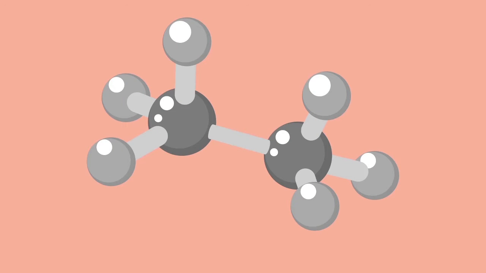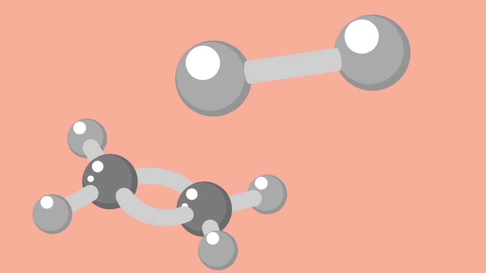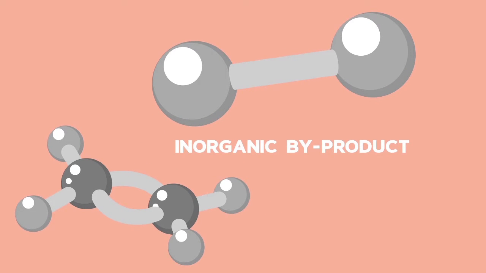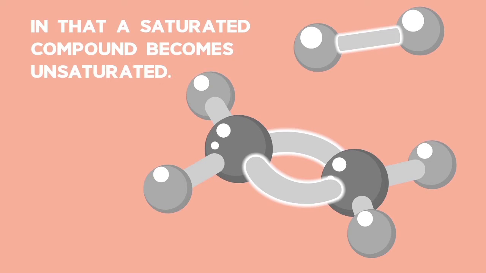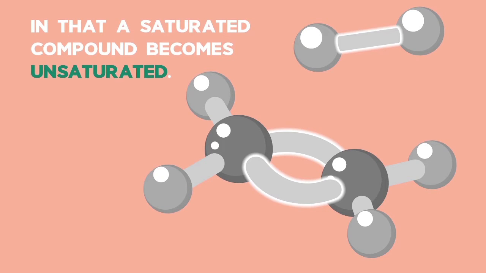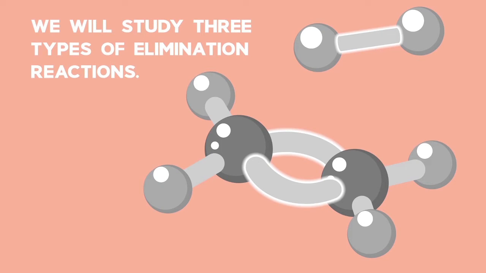During elimination reactions, atoms are removed from two adjacent carbons in an organic compound, resulting in the formation of a double or triple bond between the two carbons and an inorganic byproduct. This reaction is opposite to the addition reaction in that a saturated compound becomes unsaturated. We'll study three types of elimination reactions.